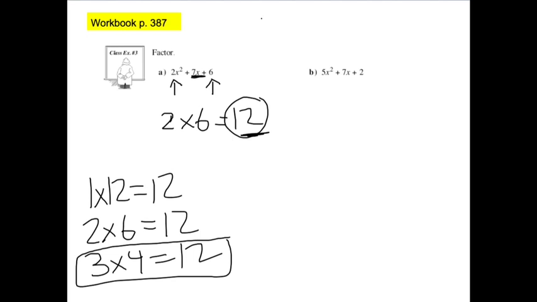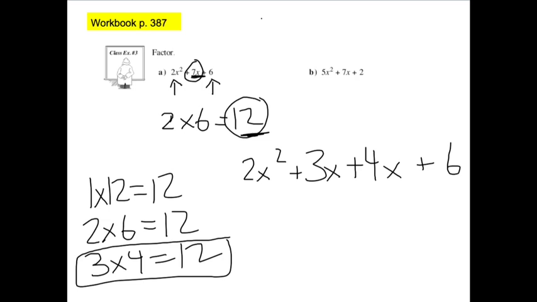So the next step here is to split this appropriately. Alright, so you're going to have 2x squared. We write it out. The middle term is going to be split into 3 and 4. Doesn't really matter which order you put them in. So in this case, I'm just going to leave it as 3x plus 4x plus 6. Okay, after that, what we can do is we can group these.